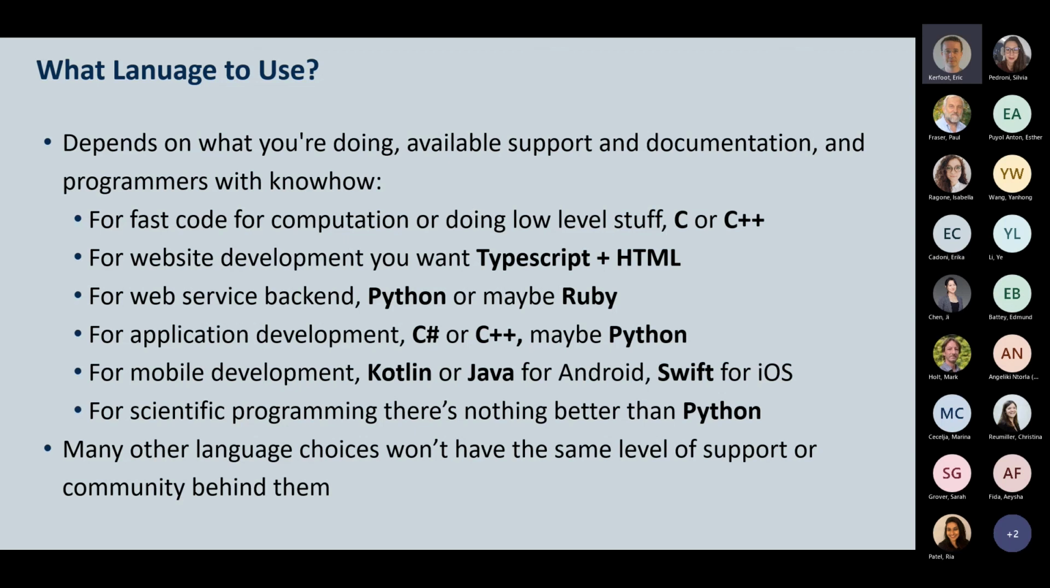So, it depends upon what your application is, what sort of resources are available, your skill level, the skill level of your students, as well, I suppose. So for fast code, you're probably looking at C or C++. For web development, TypeScript and HTML. For web services, Python or Ruby. Applications, C#, C++, maybe Python. For mobile development, you have a choice for which you want to use for Android or iOS. For scientific programming, I'd say there's nothing better than Python. This is very much the language I like, so take that for what it's worth.